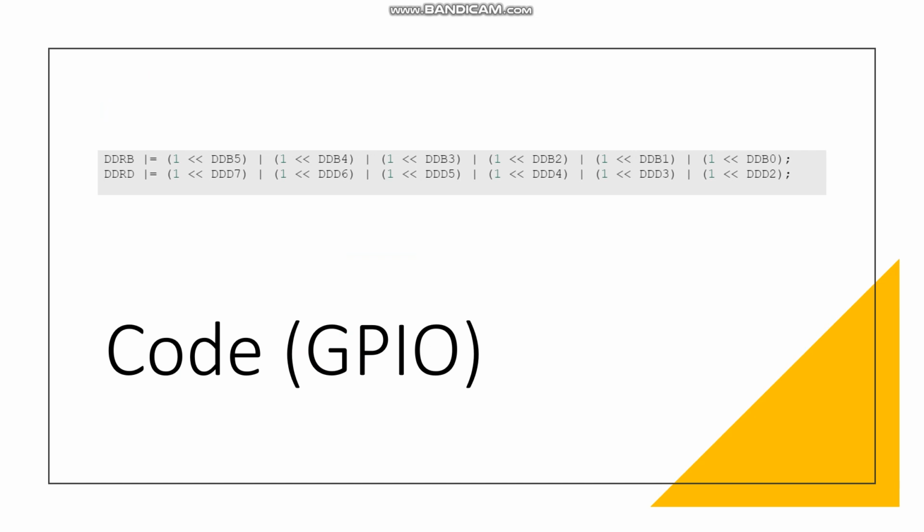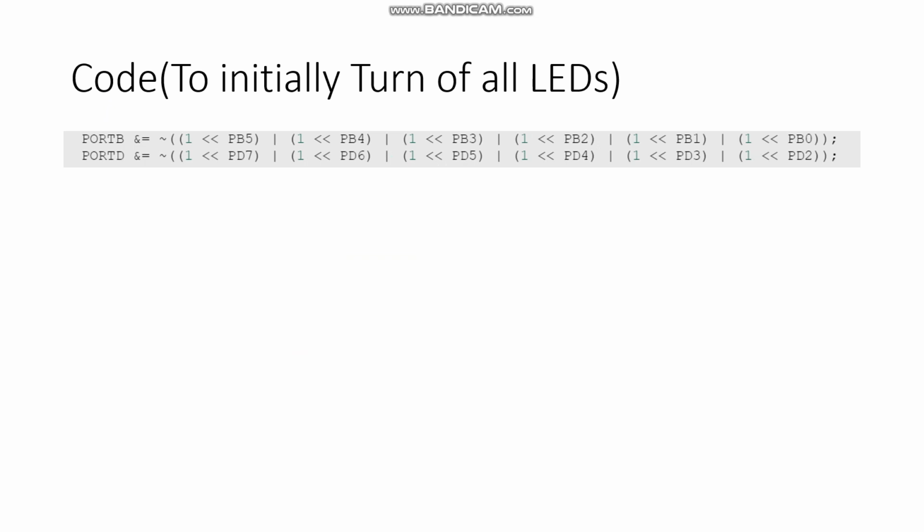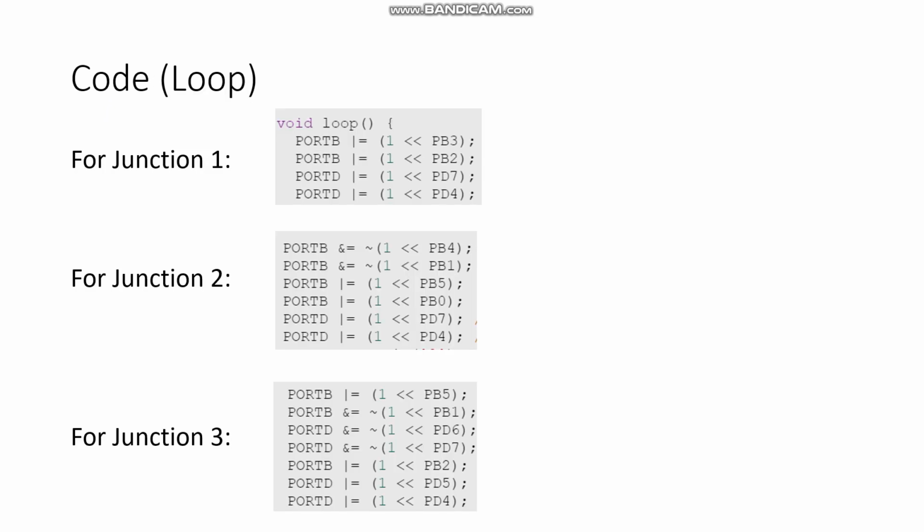So here is the GPIO code that I use to set the traffic light pins as outputs. And this is the code I use to initially turn off all the LEDs by clearing them. So the code for the loop is here. I'll just go through junction 1 due to the time constraint.